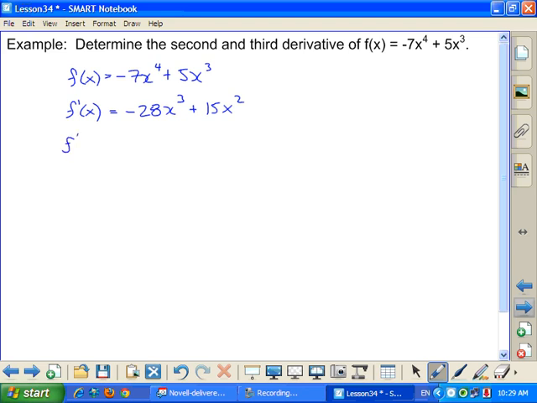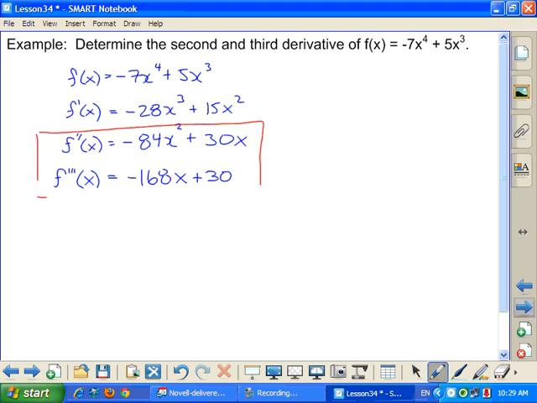Second derivative, you do the 28 times 3, so we get negative 84x squared plus 30x. And the third derivative, f triple prime, is equal to negative 168x plus 30. So the answer is our last two lines. That's all there is to it.